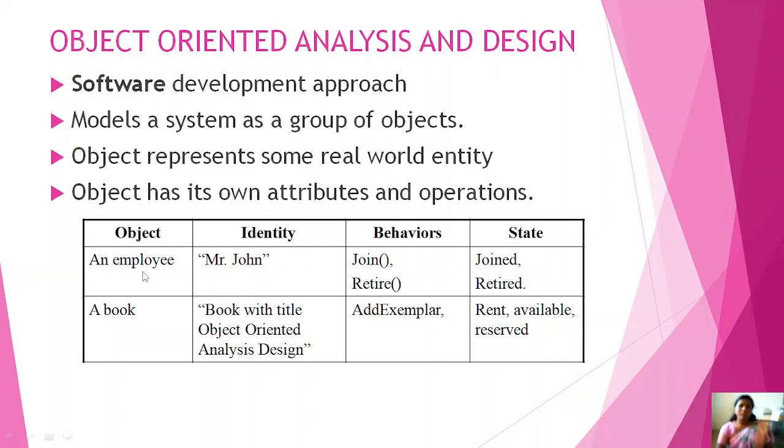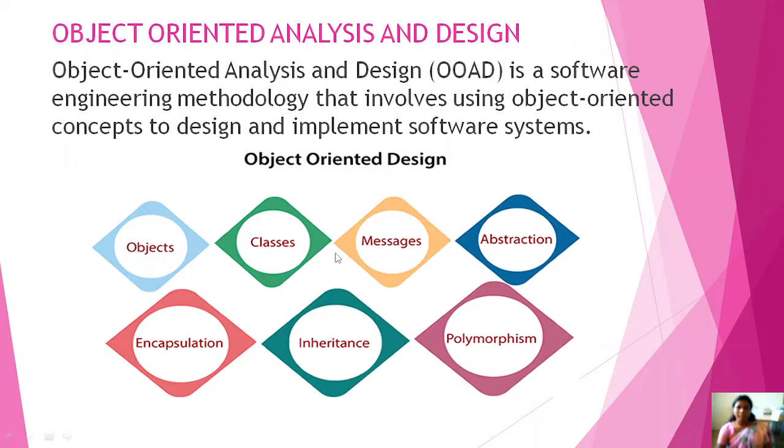The next object is a book, in which the identity for this book is object-oriented analysis and design. It has a behavior, such as examples, and the states of the book can be edited, or it is available, or it can be reserved. Object-oriented analysis and design is a software engineering methodology, and it uses some object-oriented concepts to design and implement software systems. Here are some of the object-oriented design concepts.